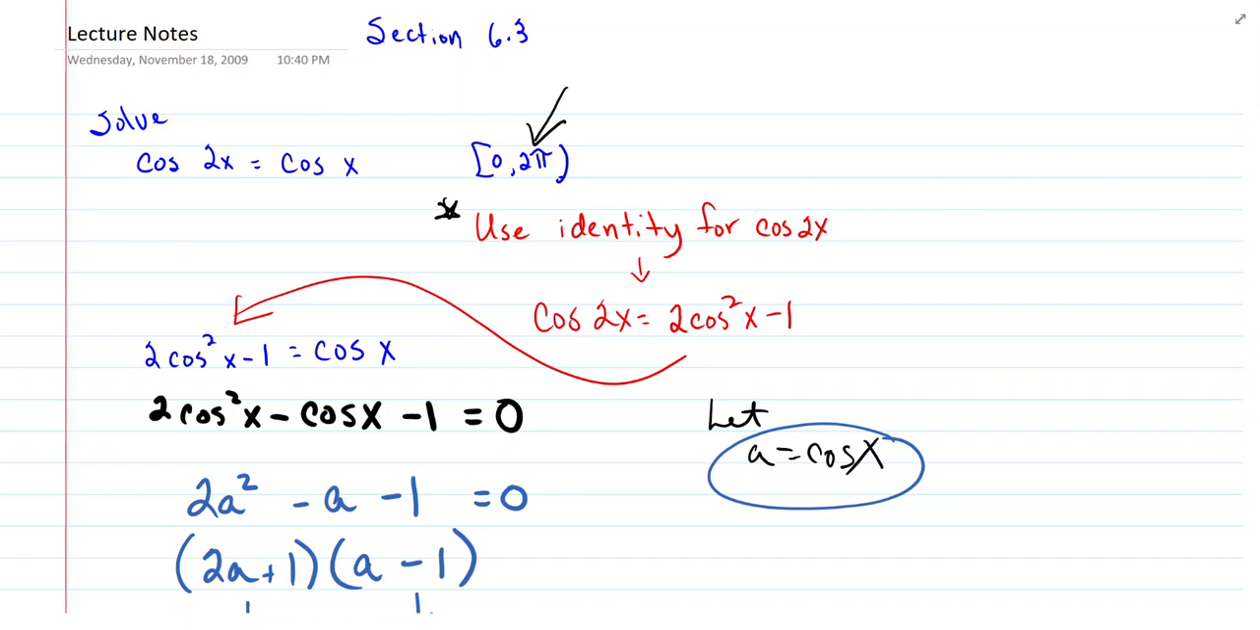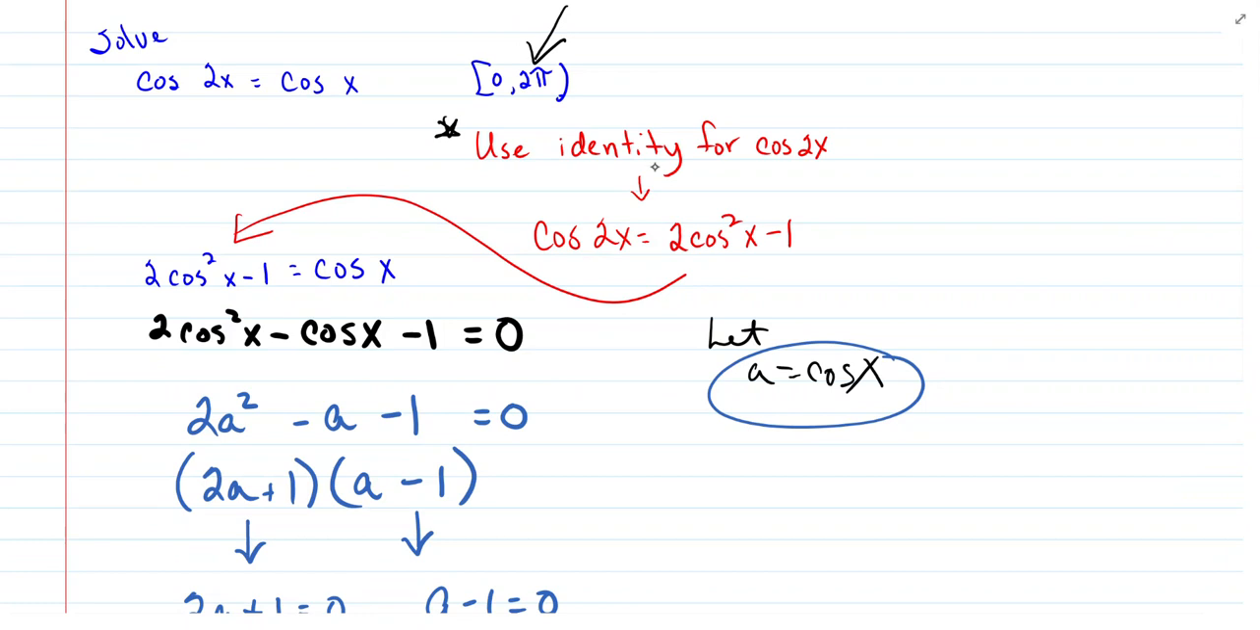Section 6.3 is more on trig equations. It's actually listed as Trig Equations Part 2. So there's a little bit more to it, but we don't have as many problems. We're still working the same process. So on this example, it says solve cosine 2x equals cosine x over 0 to 2 pi.